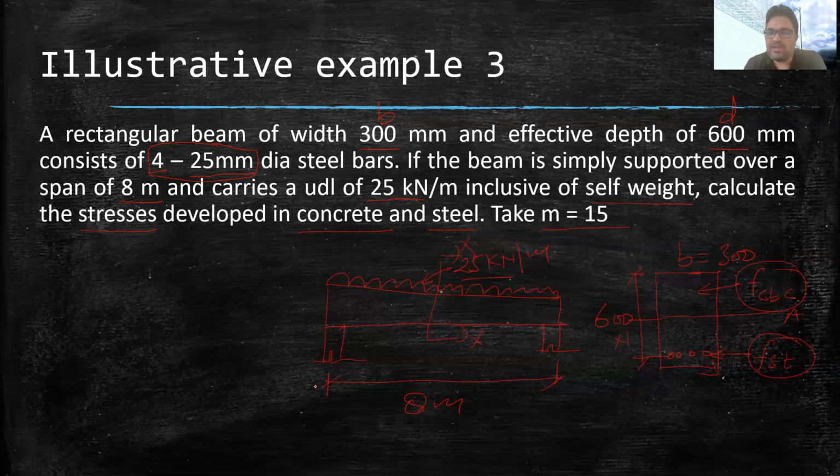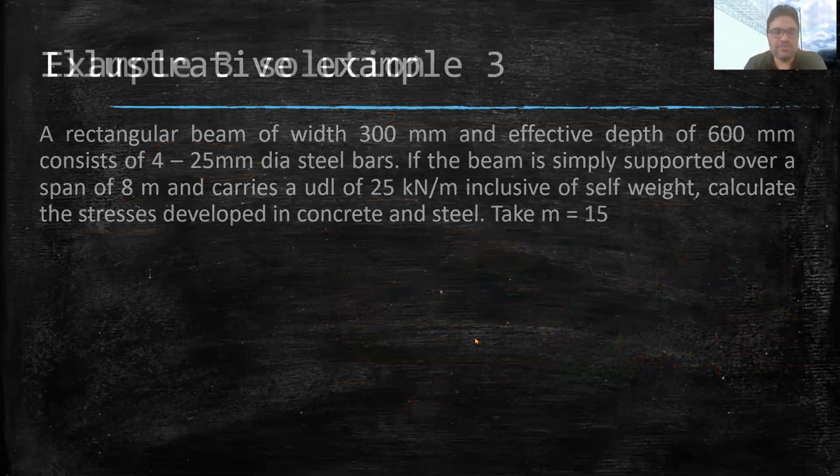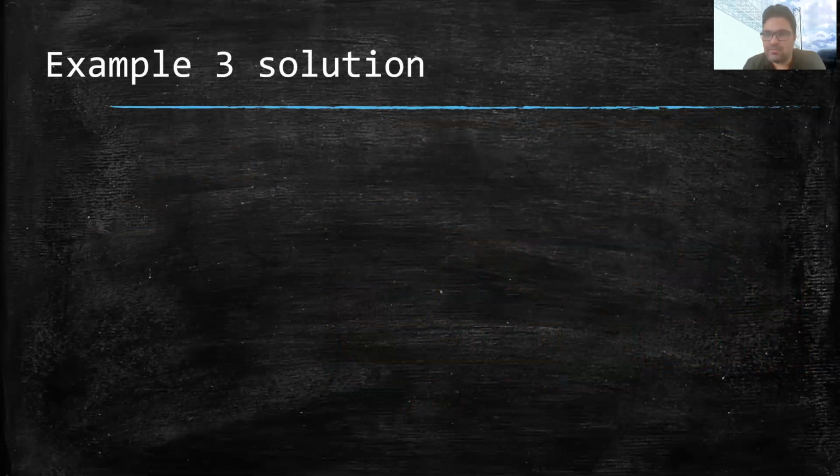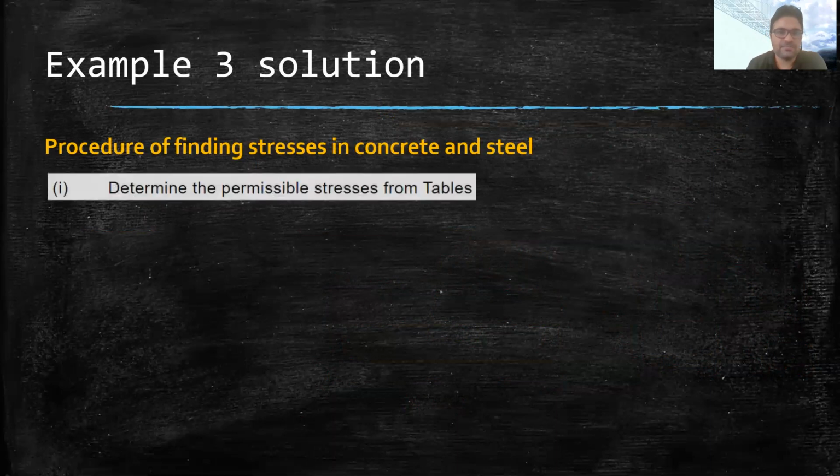Now, when we are required to find out stresses, then we generally follow some steps. So first I will show you those steps that we will follow to find out the stresses, and then we will start our problem. So first step is again the same. First of all, we will find out the permissible stresses. Permissible stresses are sigma cbc and sigma st. This sigma cbc and sigma st we can find out from the IS code, as I have done in the previous 2 examples.